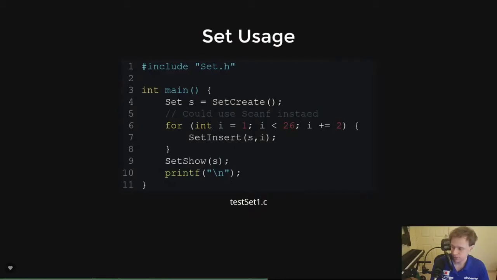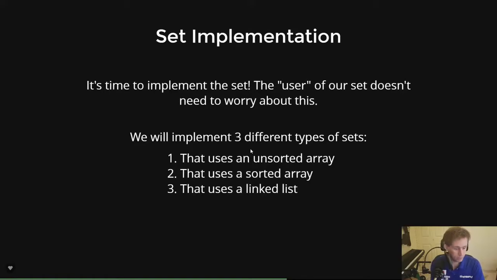And this is where we're going to implement it. So there are three ways that we could implement this set. The first way is using an unsorted array. The second way is using a sorted array, and the third way is using a linked list. So we're going to start off with the unsorted array because it's nice and simple.